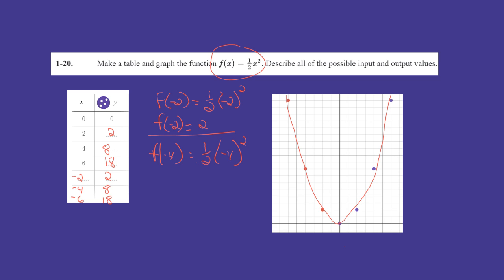Now, another question is, describe all possible input and output values. Well, all inputs are the domain. And so the domain on a parabola, regardless of whether it's pointed up or pointed down, is all real numbers. So all real numbers, which can also be all real. That's kind of the way I do it. All output values are range. And all you have to do about range on this one, because the minimum is at the point 0, 0, is to say that y is greater than or equal to 0. And that helps you with that problem. Moving on.